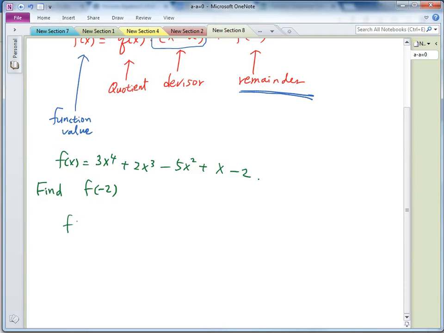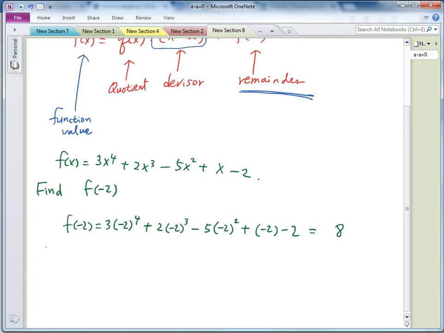f of negative 2 is 3 times negative 2 to the 4th power plus 2 times negative 2 to the 3rd power, subtract 5 times negative 2 to the 2nd power plus negative 2, subtract 2. Phew! So negative 2 times itself 4 times gives 16, and then multiply, and ooh. After all, you will find your answer. Oh, that's 8. This is called direct substitution, right? We know this one very well. You can find the same answer by using the remainder theorem.